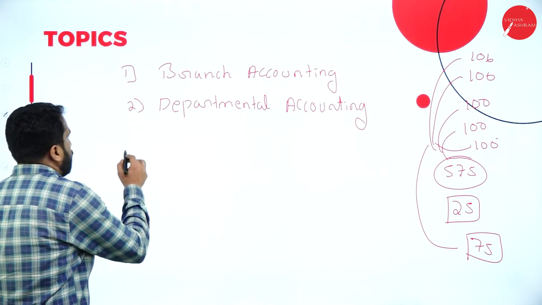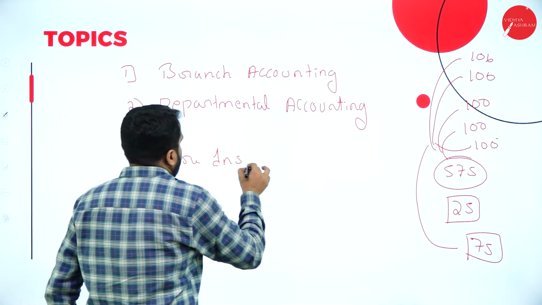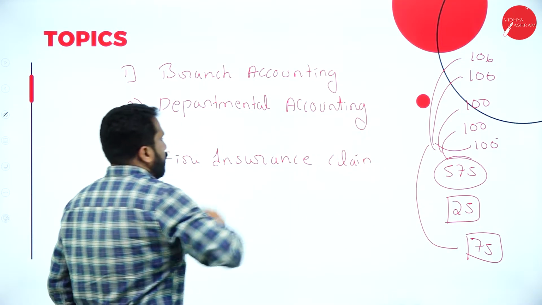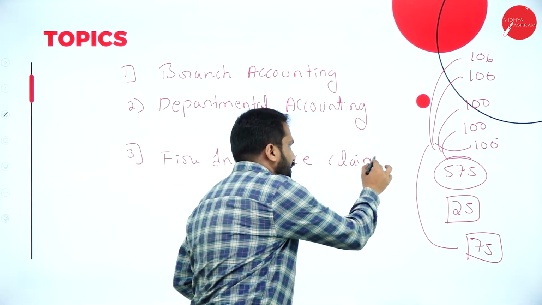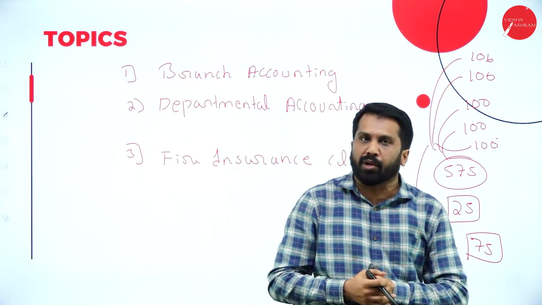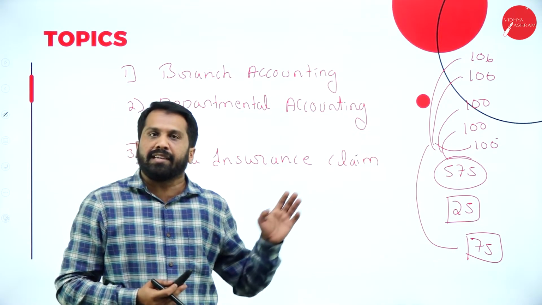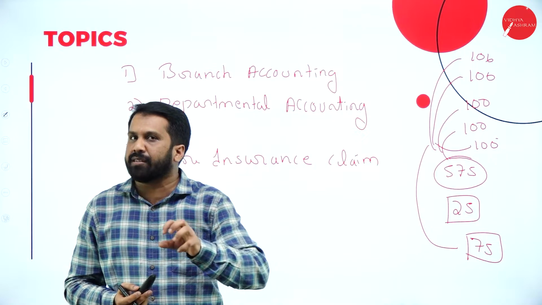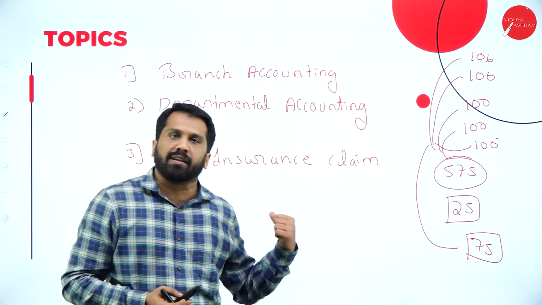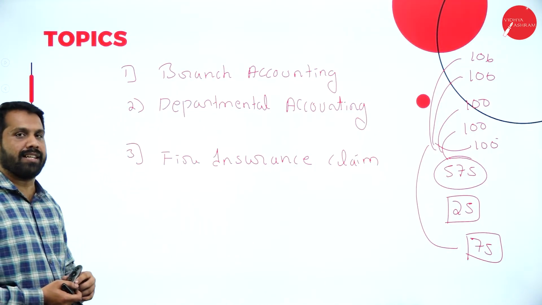I'll go with the third topic. Fire insurance claim. Your fire insurance claim is nothing but whatever insurance you are claiming on a fire that occurred in your godown or in your factory. Whatever the damage incurred, the insurance company will save you with a certain percentage. As per the policy amount you have, according to that, your insurance company will assist you. That is called your fire insurance claim.